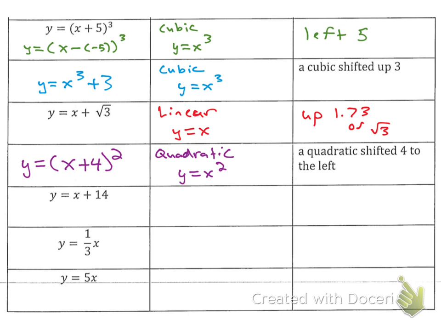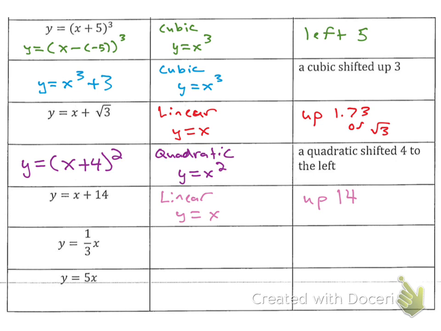All right. 3 more. Y equals x plus 14. Linear. And what's the transformation? Up 14. Good. All right. So the next one's here. We're going to go over it, and then I'm going to do some visuals on Desmos.